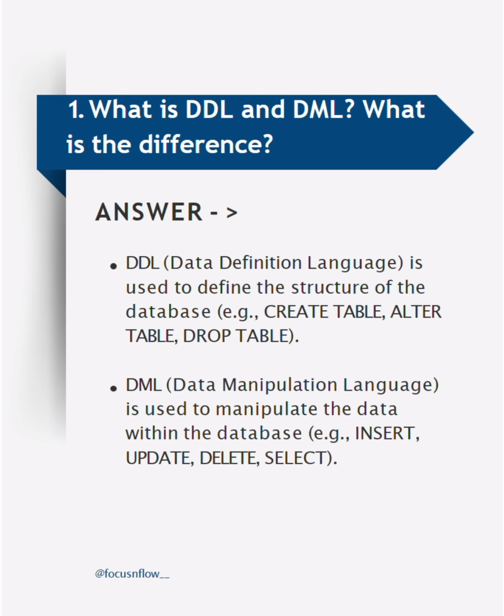Question 1. What is DDL and DML? What is its difference? So, DDL stands for Data Definition Language. It is used to define or modify the structure of the database. Examples include create, alter, and drop. While DML stands for Data Manipulation Language, it is used to work with the data inside the tables. Examples include insert, update, delete, and select. So, remember, DDL is for structure and DML is for data.